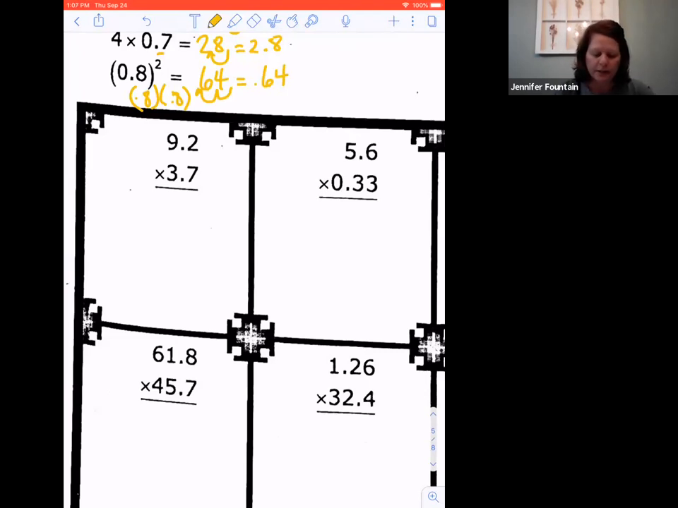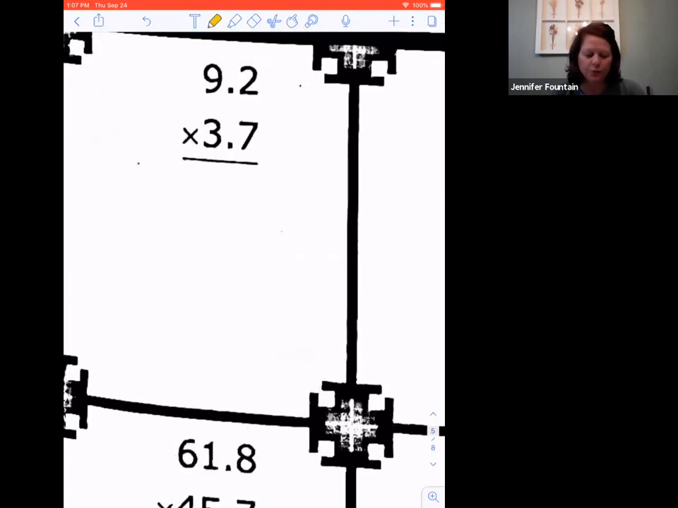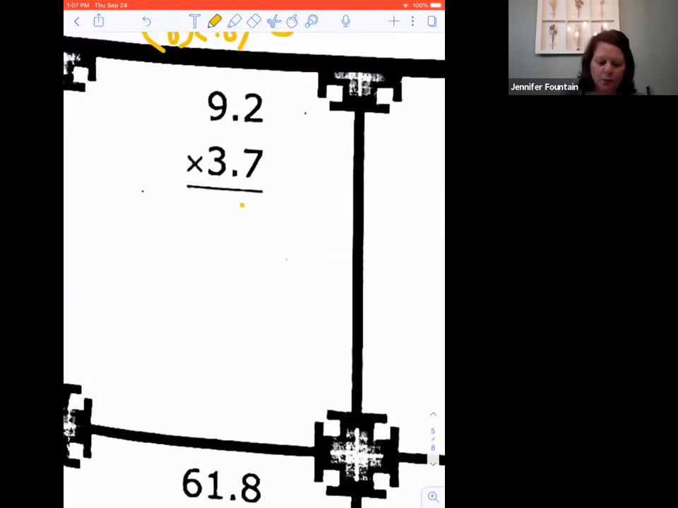Okay, we'll get ready and check these. So on the first one, 2 times 7 is 14. Put down my 4, carry my 1. 9 times 7 is 63, plus 1 is 64. Placeholder 0. I'm going to move over, and 2 times 3 is 6. 9 times 3 is 27. We're going to add them up.